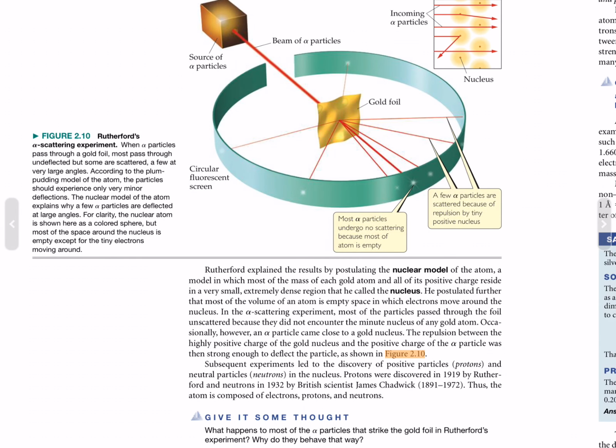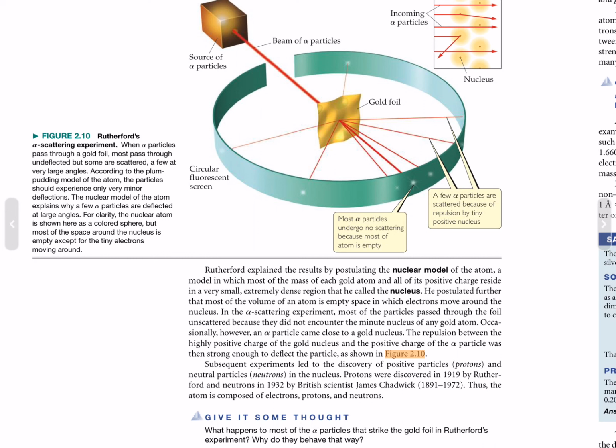Rutherford explained the results by postulating the nuclear model of the atom, a model in which most of the mass of each gold atom and all of the positive charge reside in a very small, extremely dense region that he called the nucleus. He postulated further that most of the volume of the atom is empty space in which electrons move around the nucleus. In the alpha scattering experiment, most of the particles passed through the foil unscattered because they did not encounter the minute nucleus of any gold atom.